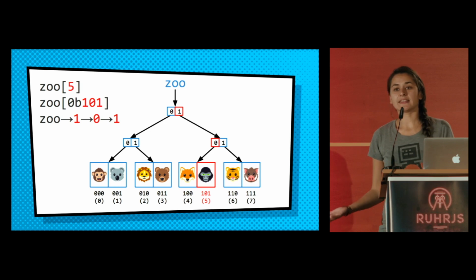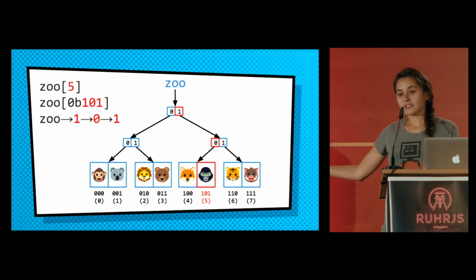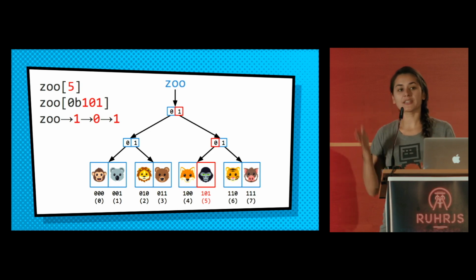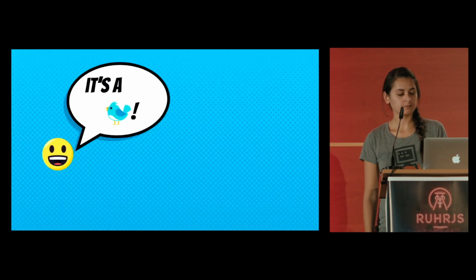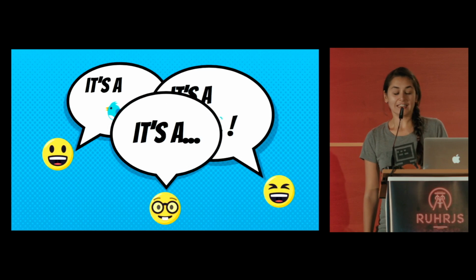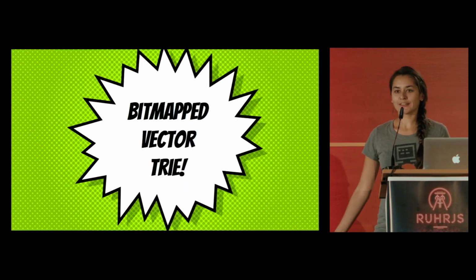So this is the insight here. If we treat these indices as binary strings, like words, then we can step through letter by letter and get to the item that we want. So what is this that we've just seen? Is it a bird? Is it a plane? No, it is a bitmapped vector trie.